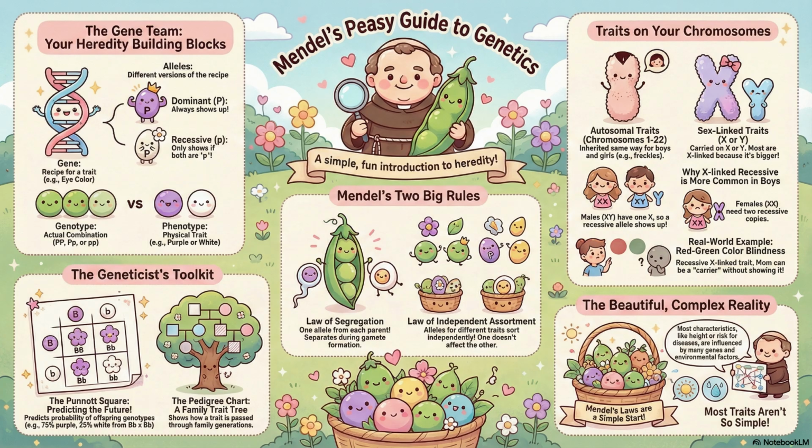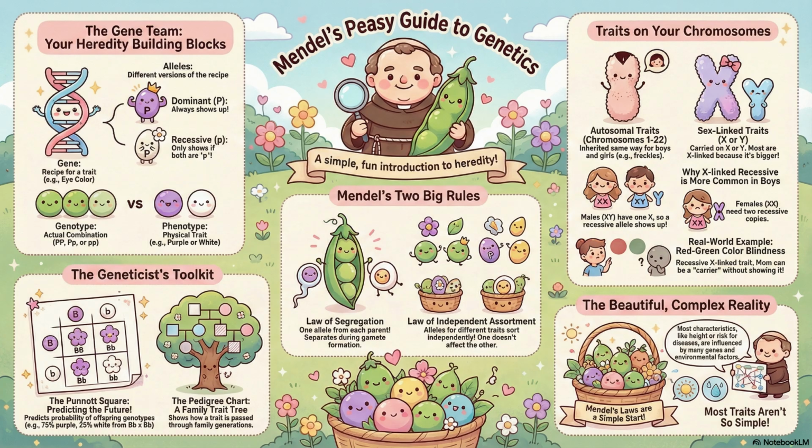His key insight was that traits weren't blended. That was the thinking at the time, that offspring were just a physical mix of their parents, like mixing two cans of paint. Mendel showed that no, heredity was controlled by discrete little factors, what we now call genes.